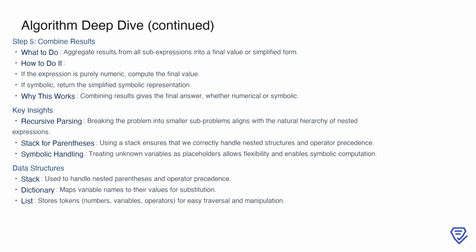To support these operations, we rely on specific data structures. A stack is used for managing nested parentheses and operator precedence, a dictionary maps variable names to their respective values for substitution, and a list stores tokens for easy traversal and manipulation. Together, these tools allow us to parse, evaluate, and simplify the expression efficiently.